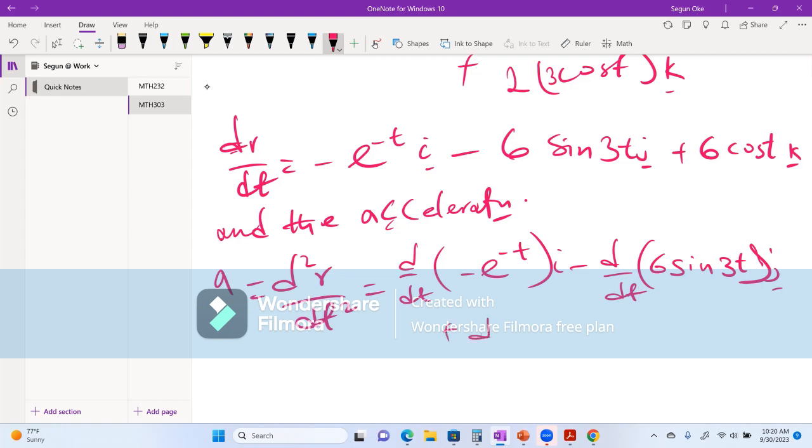plus d/dt of 6 cos. This is supposed to be 3t, right? Yes, sir, there's supposed to be 3t there. Thank you. So we need to differentiate it again.